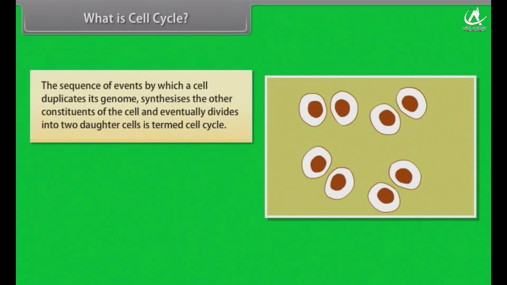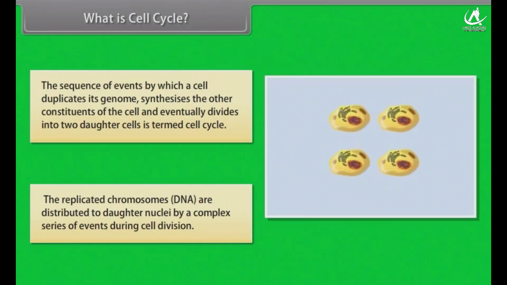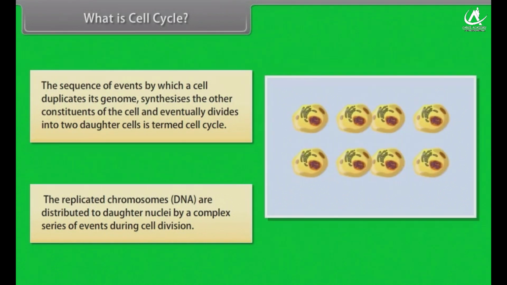The sequence of events by which a cell duplicates its genome, synthesizes the other constituents of the cell, and eventually divides into new daughter cells is termed the cell cycle. You'll be surprised to know that the replicated chromosomes, DNA, are distributed to daughter nuclei by a complex series of events during cell division. Now let us know about the phases of cell cycle.